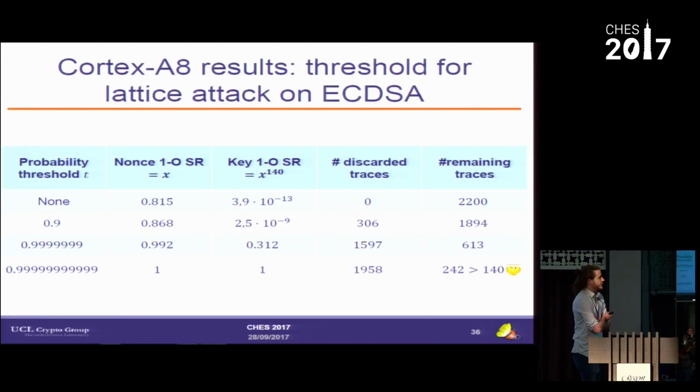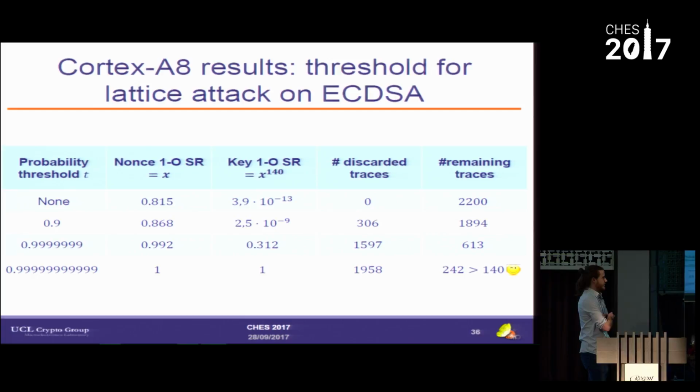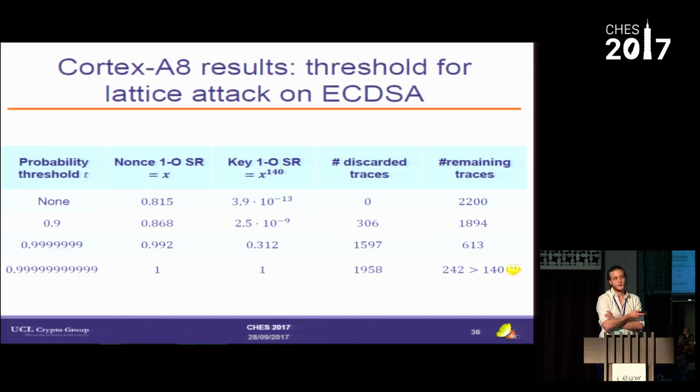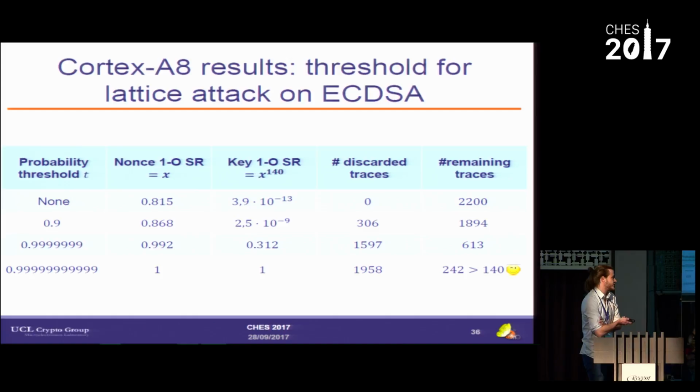which is obviously very low. But what we can see is as we increase the value of the threshold, we increase the success rate of recovering the nonce and also the success rate of recovering the key. And at some point, when we use a very high threshold, we get a success rate of 1, which is quite nice. And we still have 242 traces, which is over 140, so it works. We're happy about that.